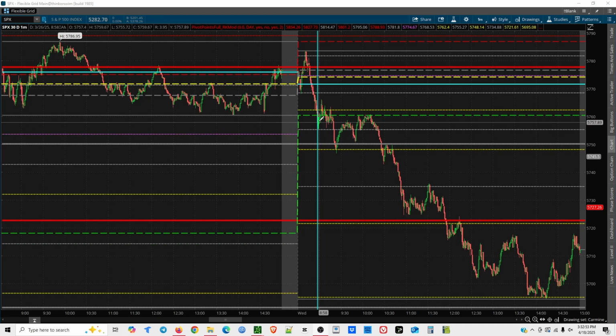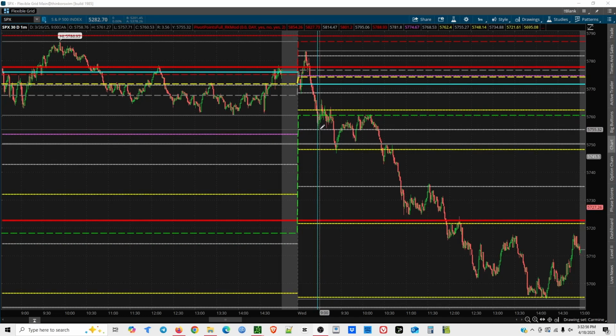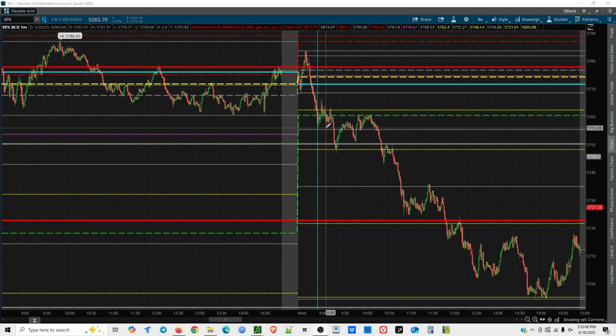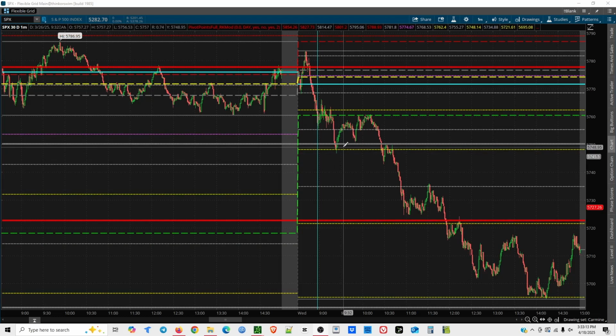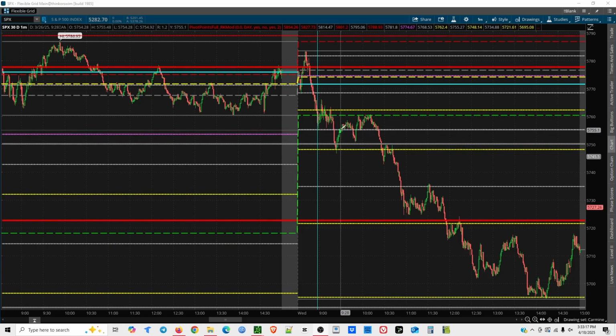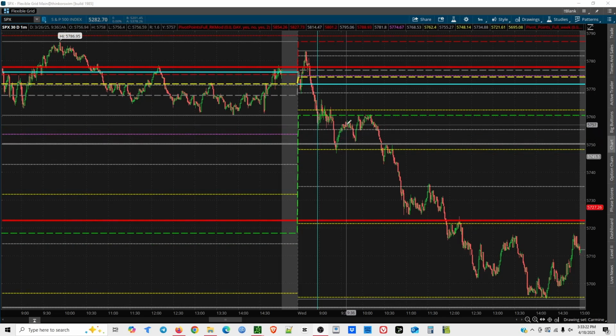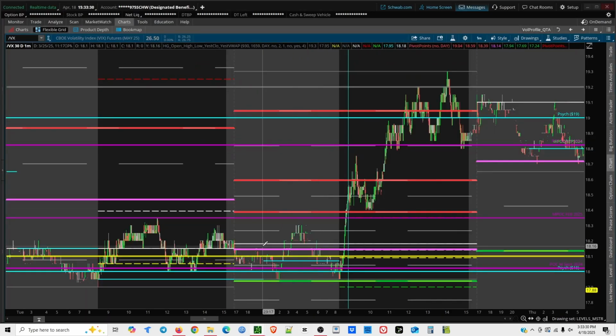Now, it mounts a bounce here, nice bounce, comes down, and then blows straight through this with ferocious strength and comes right down to this next weekly pivot line. And of course, you can get a great bounce right there. But by this time, and let's take a look at the VIX chart, by this time, what's happening?